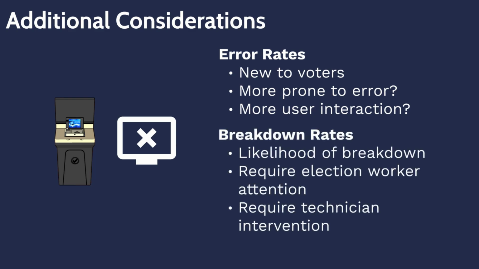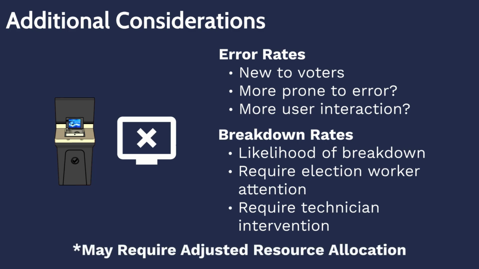Additionally, different voting equipment may have a higher or lower likelihood of breakdowns, or may have breakdowns that are difficult to repair, requiring a technician. Understanding the difference in breakdowns and error rates may require observations throughout multiple elections, but it is critical to determining how many devices should be allocated to each polling location. If breakdown rates are higher for a new device, or if breakdowns take longer to resolve, then more devices may be needed to ensure that voters do not face significant wait times to vote.